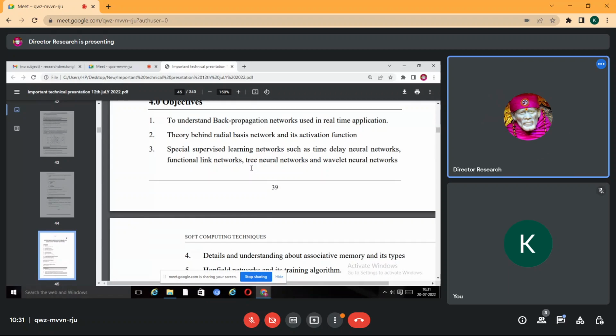Objective: the theory behind the radial basis network and its activation function, such as the timeline.